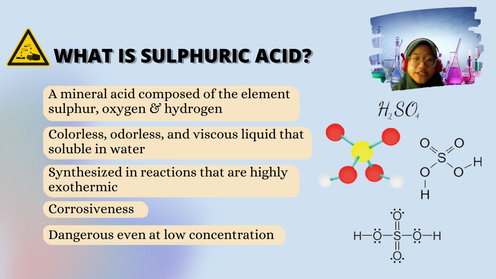Sulfuric acid is a mineral acid composed of the elements sulfur, oxygen and hydrogen. The molecular formula is H2SO4: 2 hydrogen, 1 sulfur and 4 oxygen atoms. You can all see the structure in the diagram below.